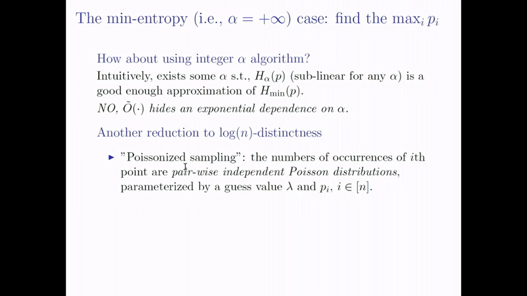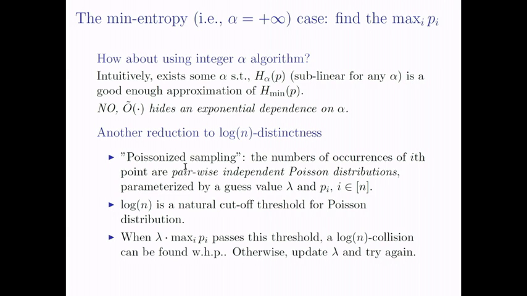The end result is that you generate some Poisson distributions parameterized by pi and your guess value of pi, which is called lambda. And another fact is that log n is a natural cutoff for the Poisson distribution. It's independent of the problem, just a fact about the Poisson distribution. So the rough idea is that if lambda times the maximum pi passes a certain threshold, basically you know your min-entropy passes a certain threshold, then with high probability you can expect the occurrence of your samples will have a log n collision.